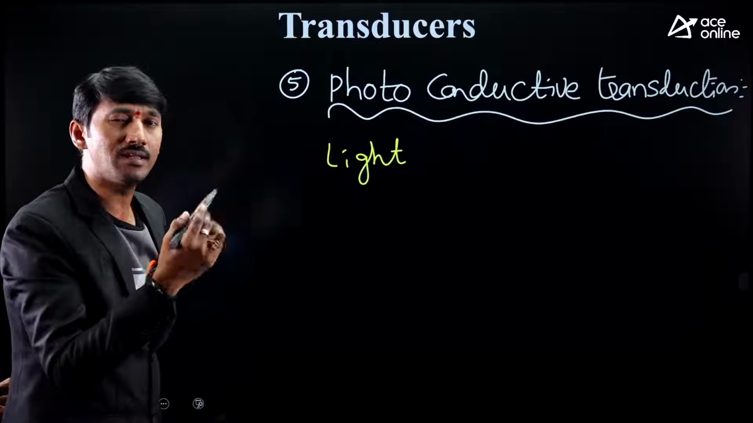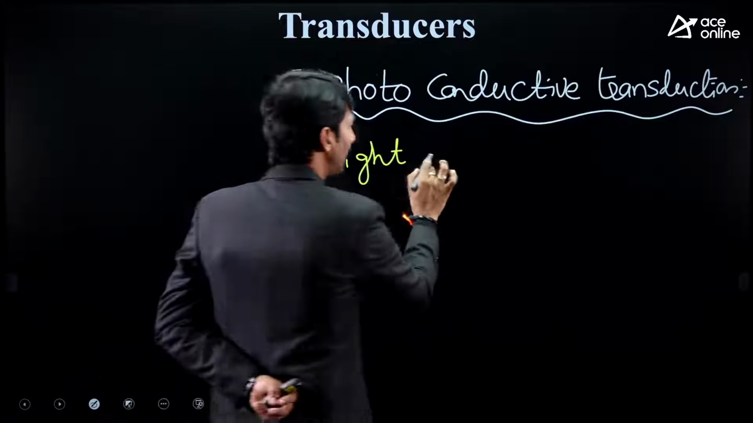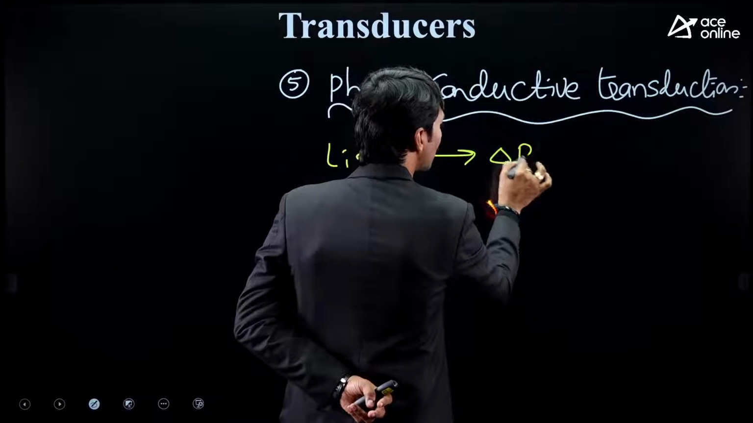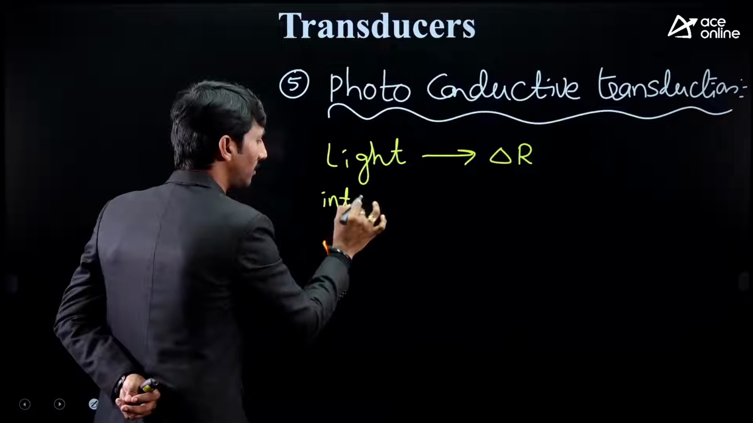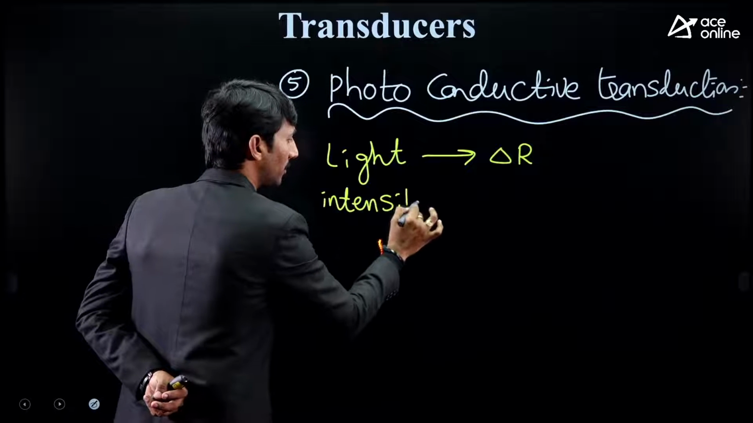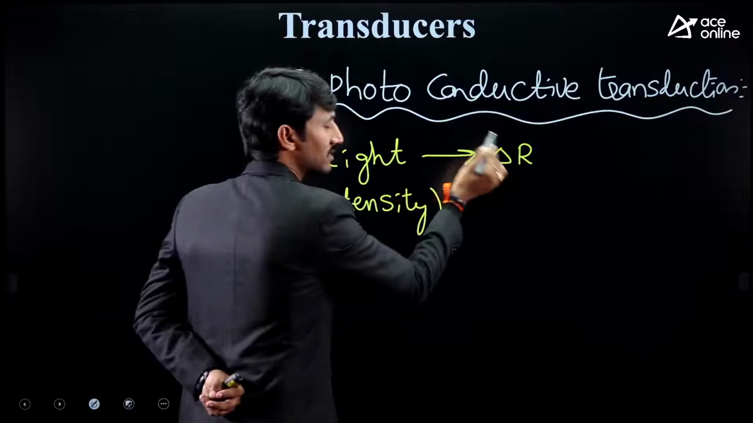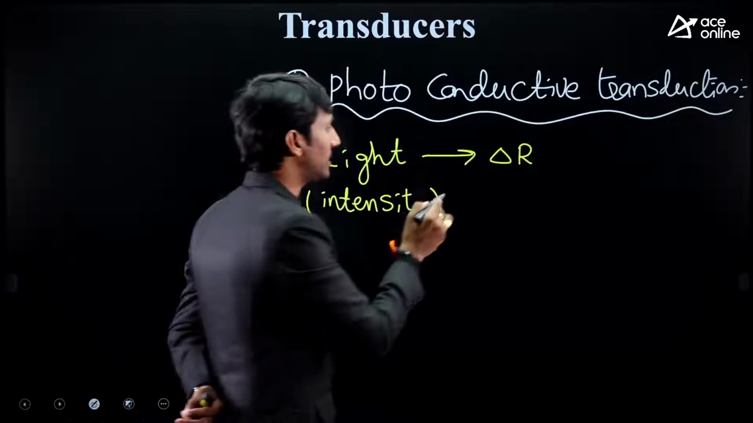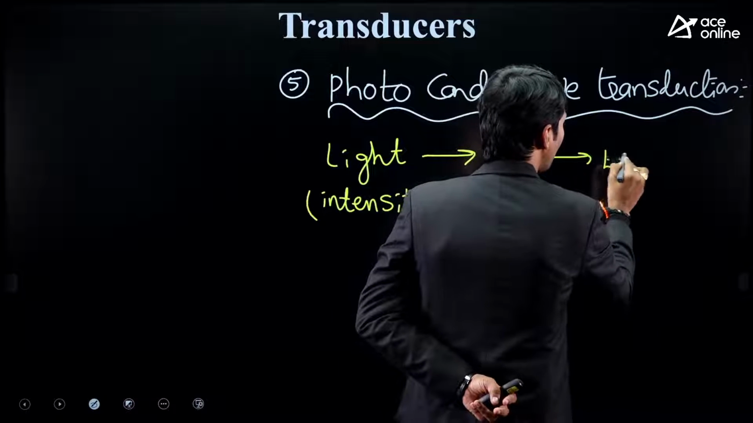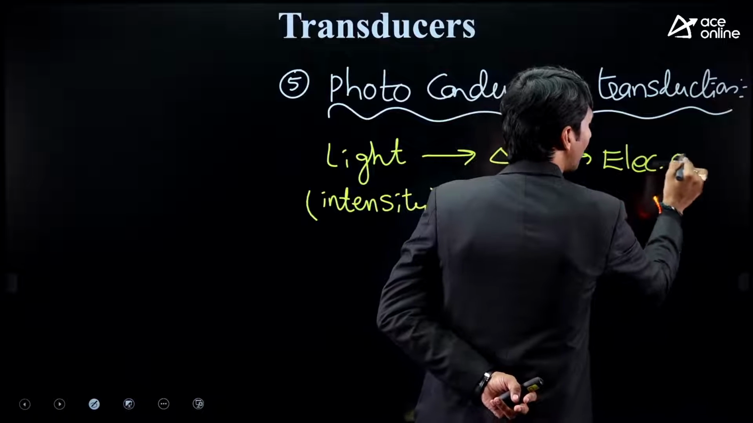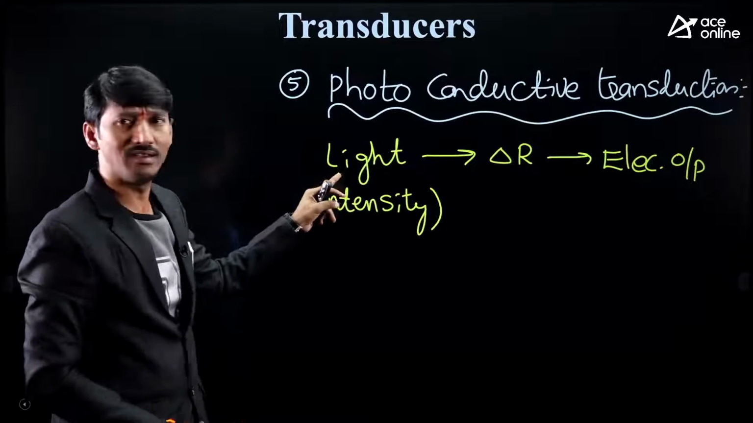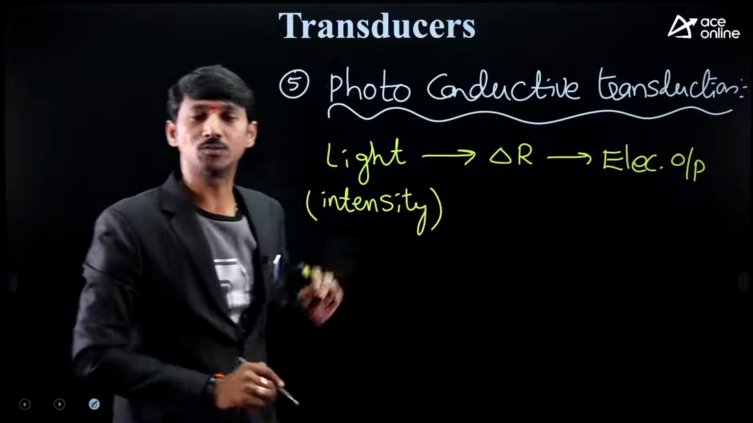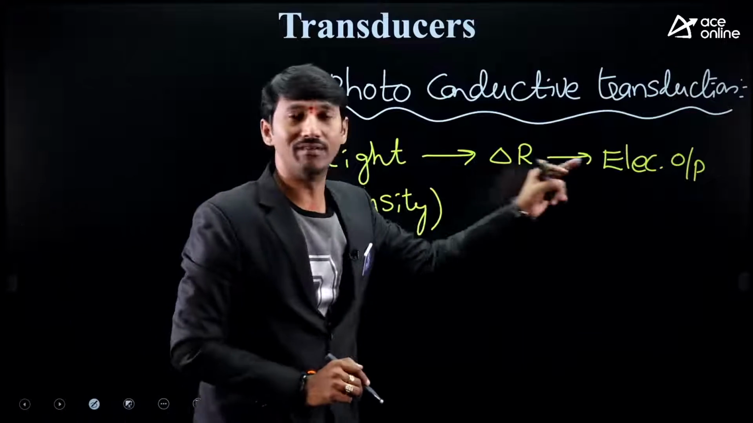If you are varying the light intensity, change in resistance occurs. Nothing but if you are varying the light intensity, automatically change in resistance occurs. Due to this change in resistance, obviously corresponding electrical output will be there. Very, very simple. Light intensity gives the corresponding change in resistance and gives the electrical output.